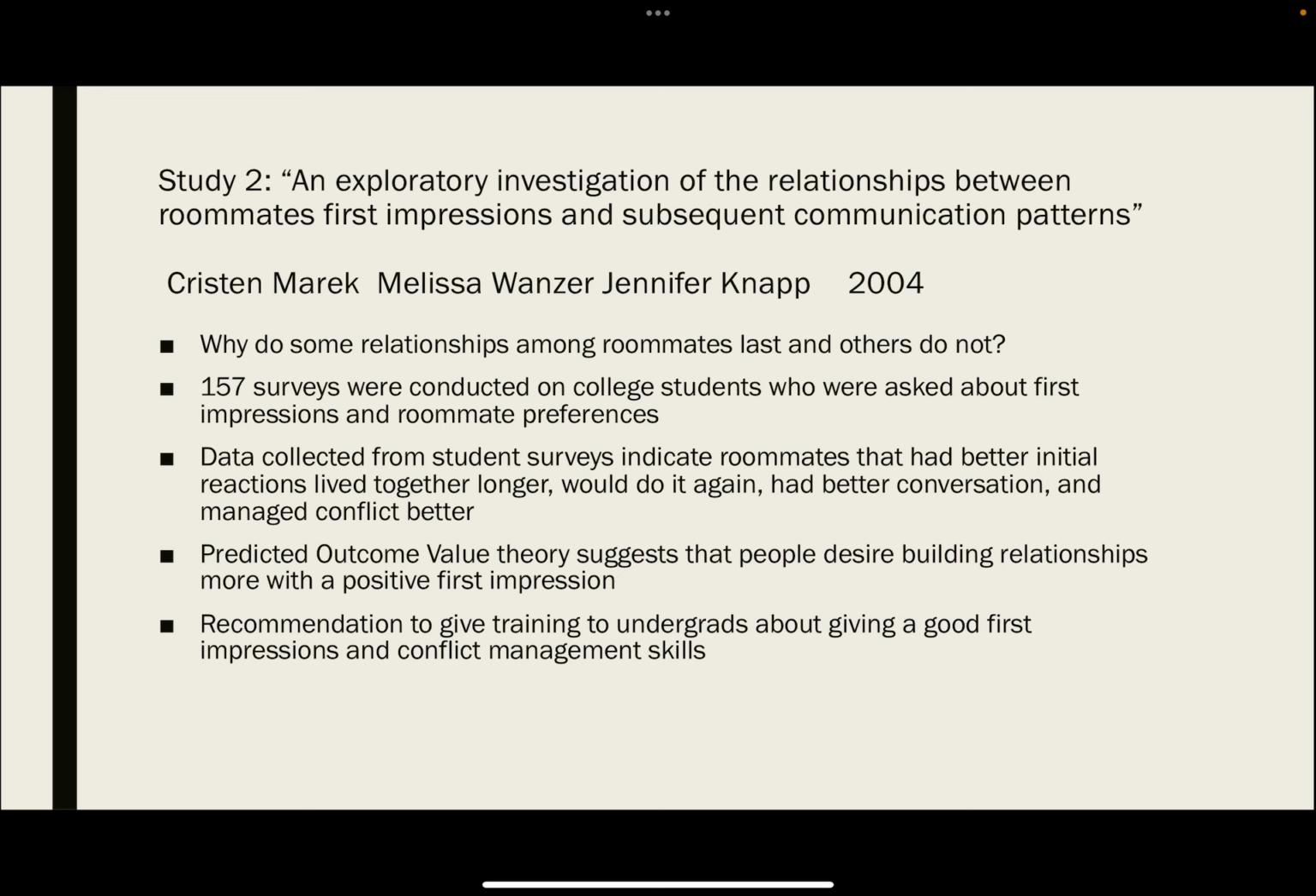The predicted outcome value theory suggests that people desire building relationships more with a positive first impression. The recommendation that this study gives is to give training to undergrads about giving a good first impression, how to do so, and how to manage conflict as well.